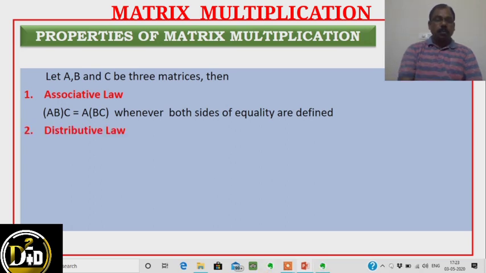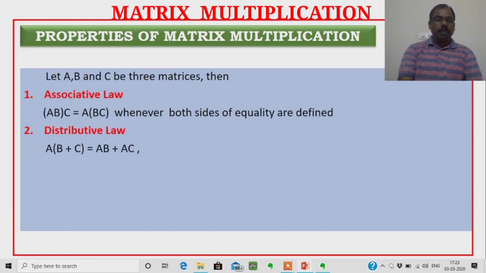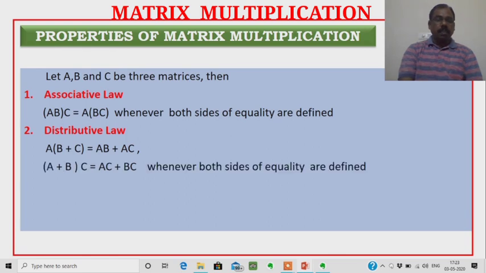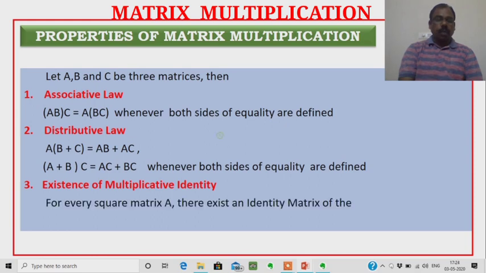Next, distributive law. For any three matrices A, B, and C, A times B plus C is equal to AB plus AC, and A plus B times C is equal to AC plus BC whenever both sides of equality are defined. The third property, that is existence of multiplicative identity. For every square matrix A, there exists an identity matrix of the same order such that A into I is equal to A, and that is equal to I into A. So these are the three properties.